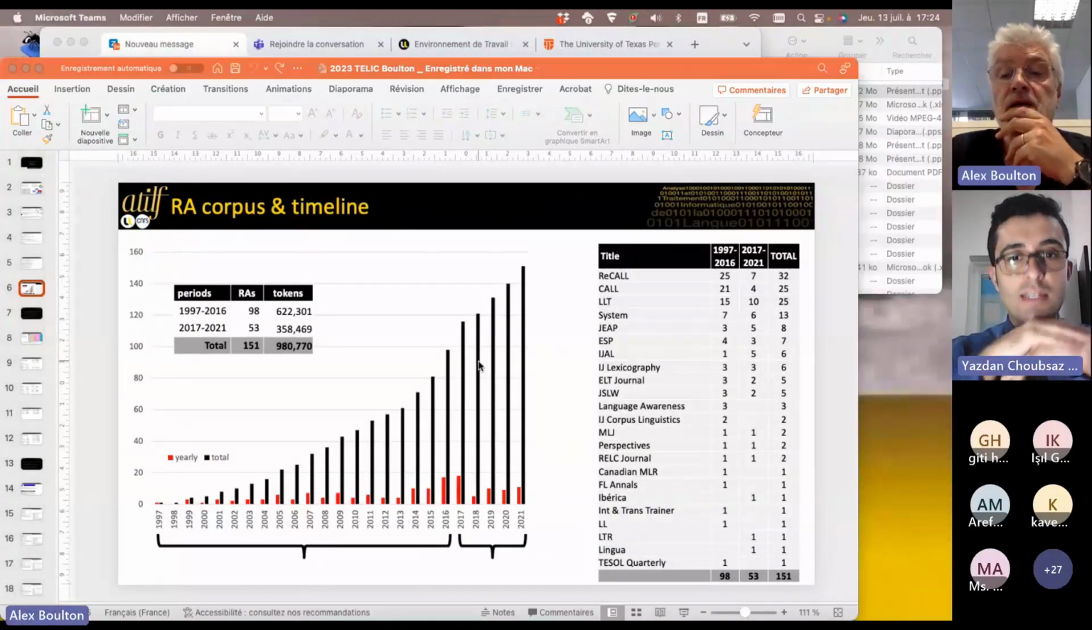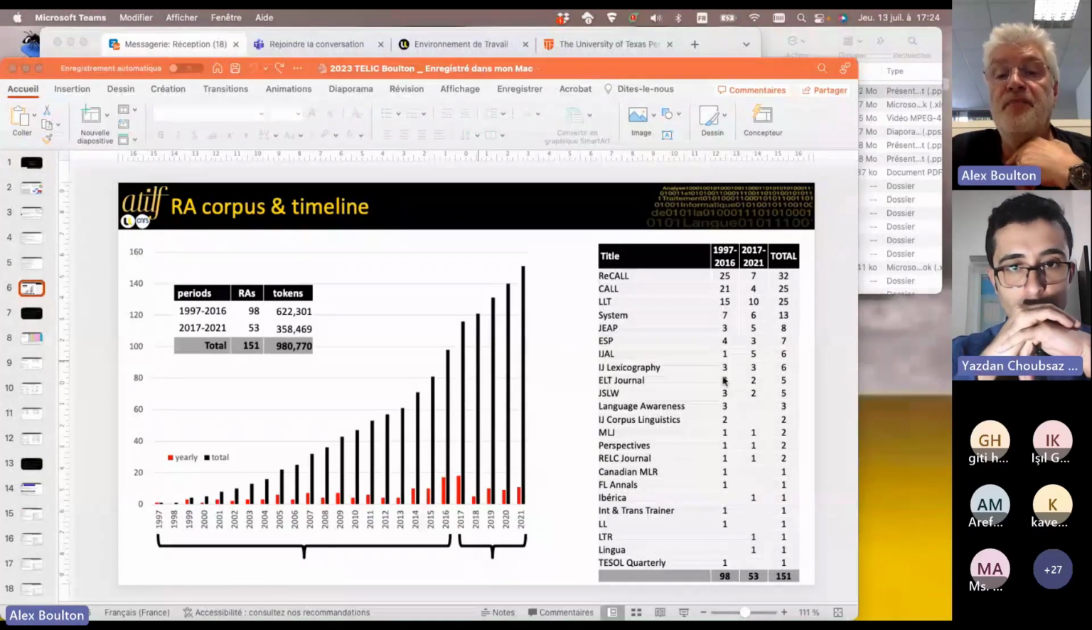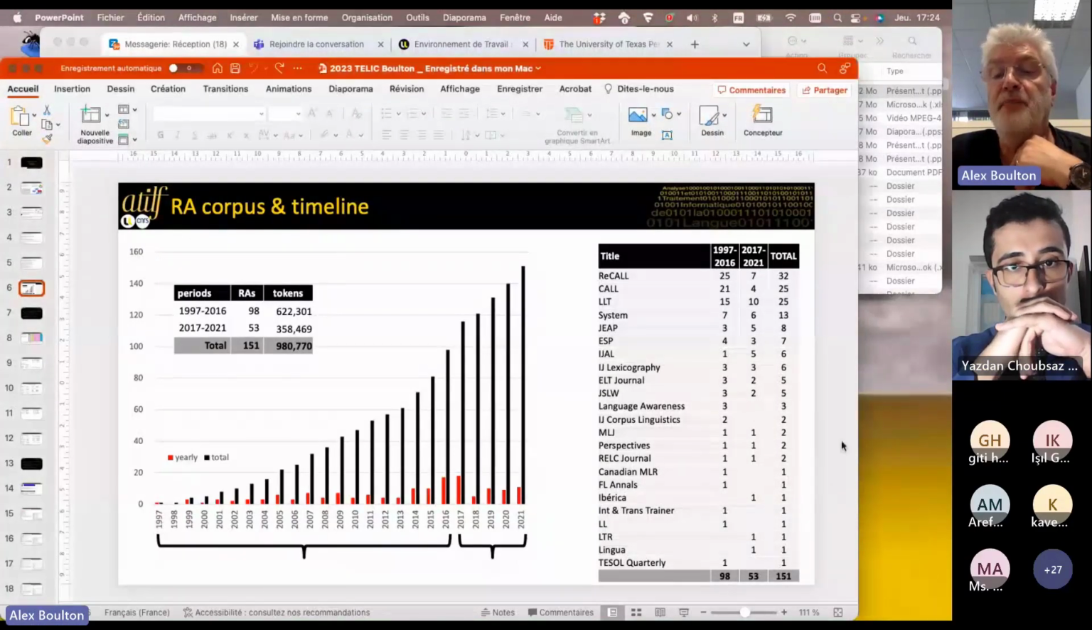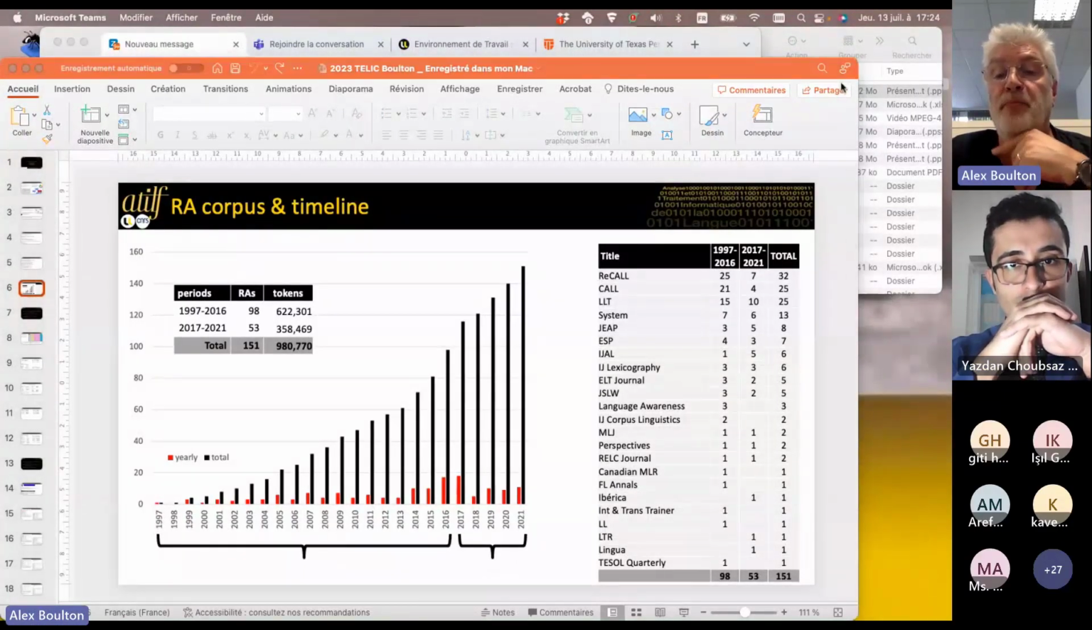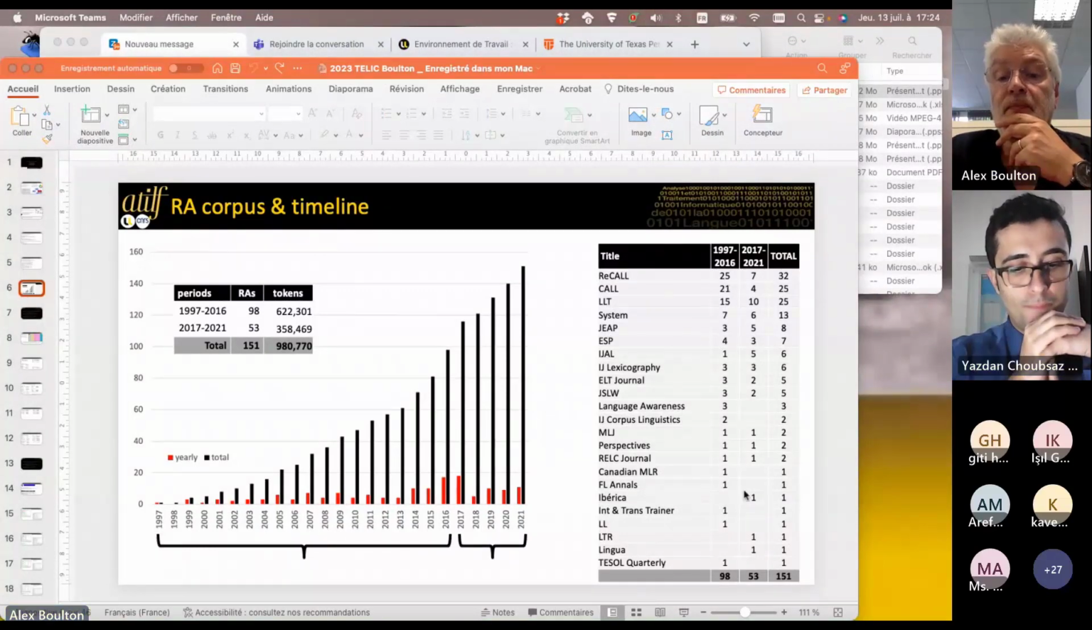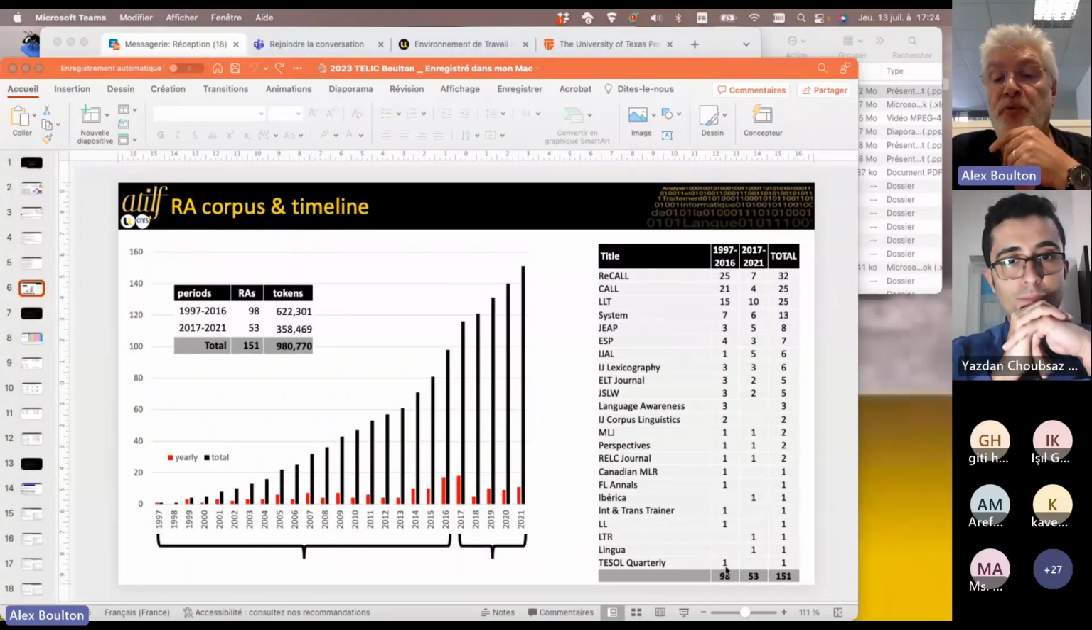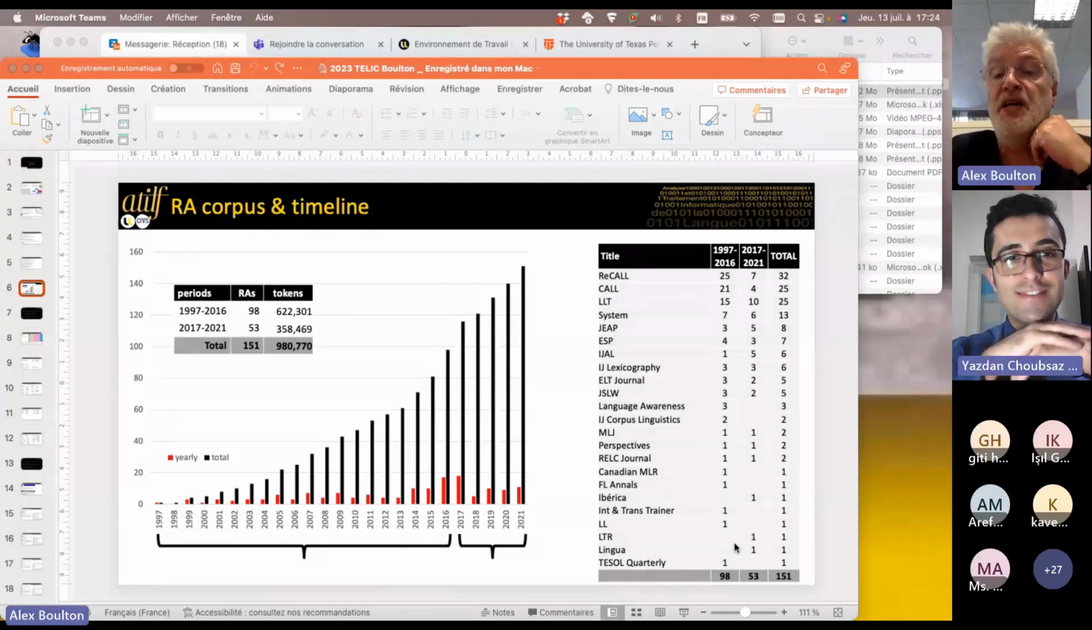Can you see that? Yes, that's the slide. You can see by period. There were twice as many in the first period compared to the second, so you can't really look at just raw numbers, because you've got 98 in the early corpus and 53 in the second corpus. But you can see you've had these journals publishing small numbers. It's always existed, I think.